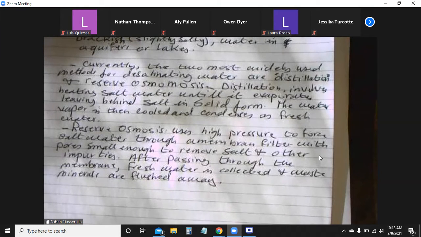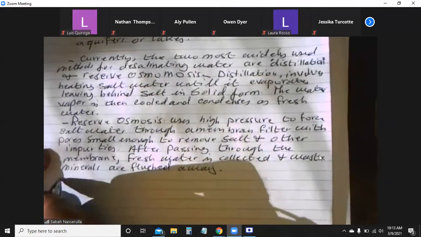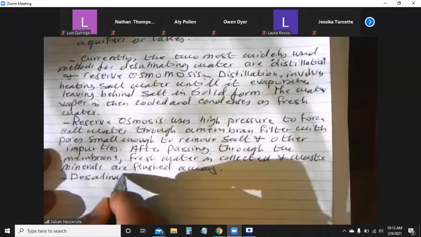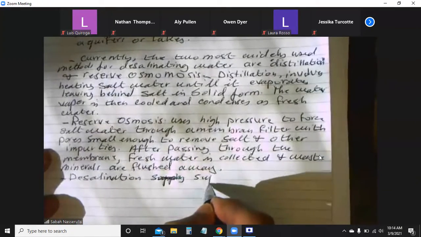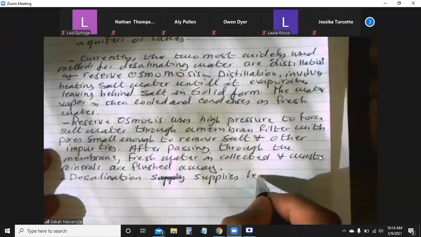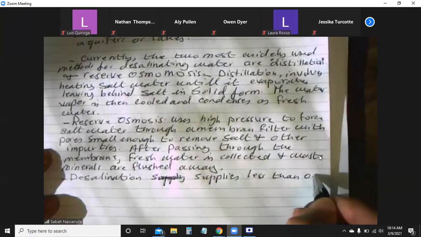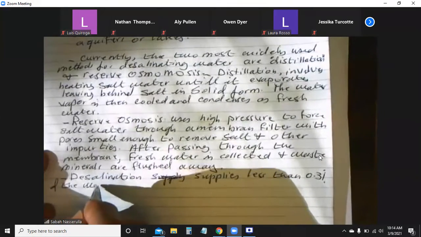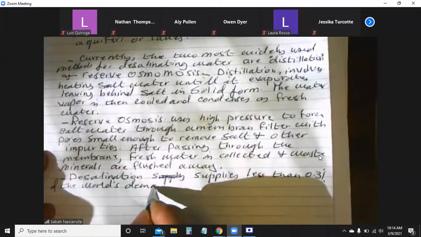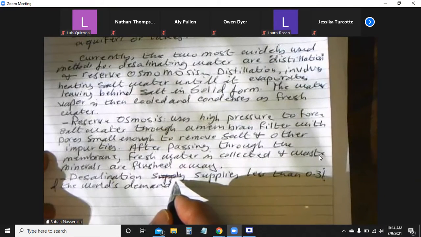There are only a few places in the world that use desalinization plants. Totally on the planet, desalinization offers basically less than 0.3% of the world's demand for fresh water.